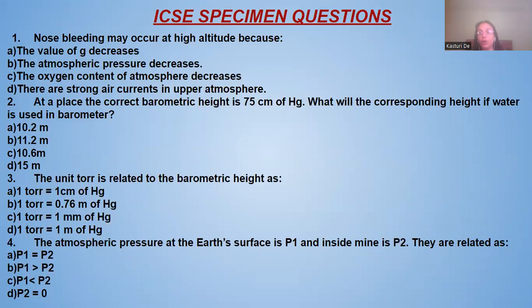Now, the unit of torr is related to the barometric height as 1 torr is equal to 1 centimeter of Hg. The answer is 1 torr is equal to 1 centimeter of Hg.